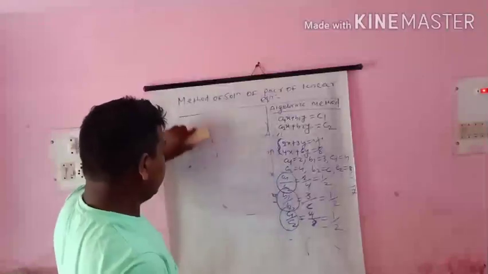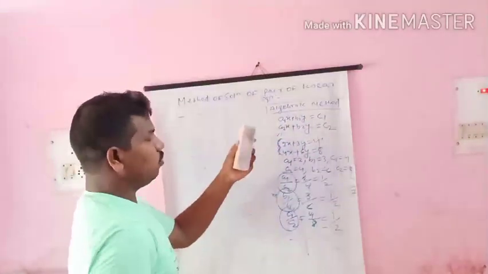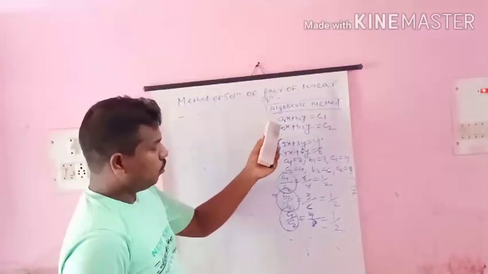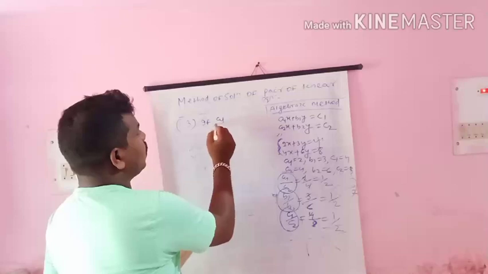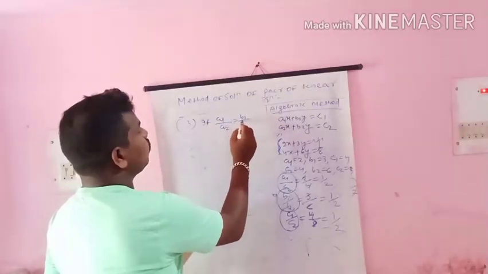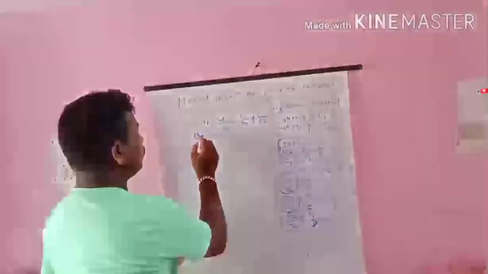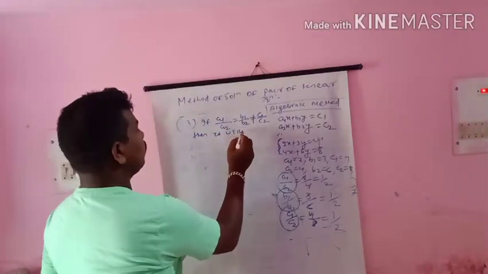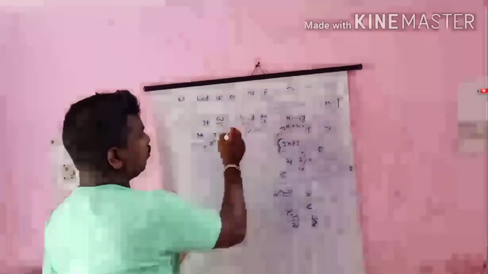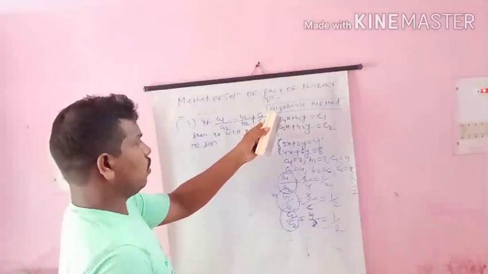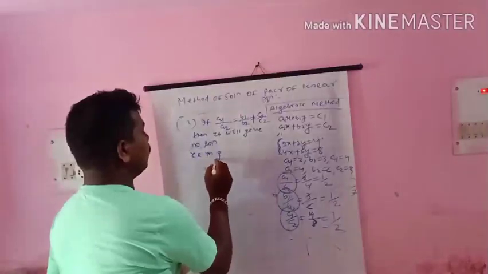in CBSE board examination. It will come in 1 mark questions or 2 mark questions, either unique solution or infinitely many solutions or no solution. So the third case is if a1 by a2 equal to b1 by b2 not equal to c1 by c2, then it will give no solution. That means suppose the first two ratios are equal, but the third one is not equal, then it will give no solution.